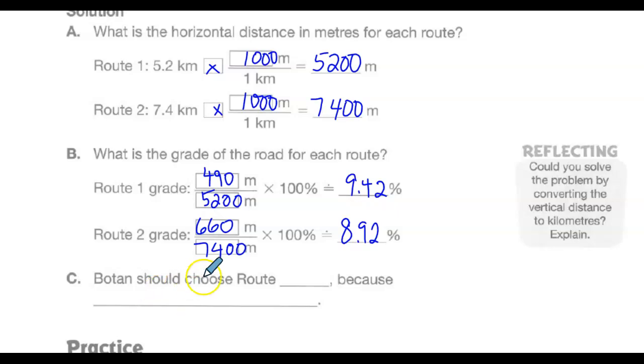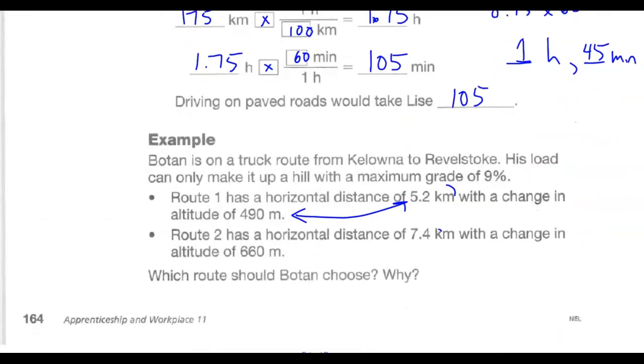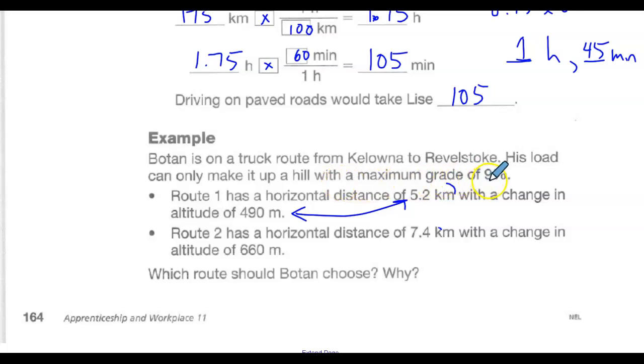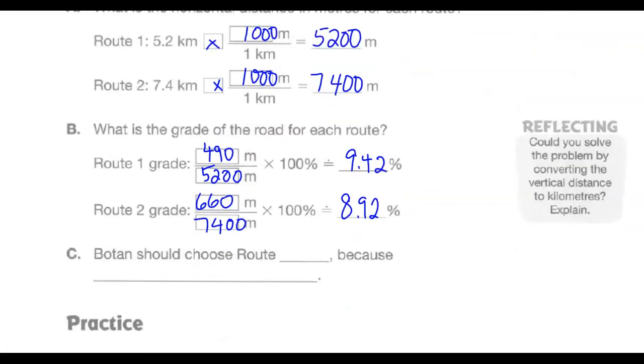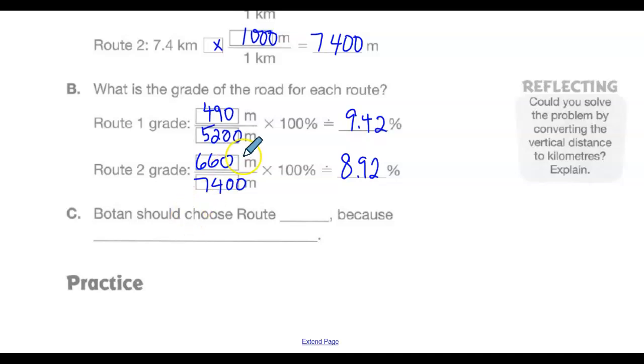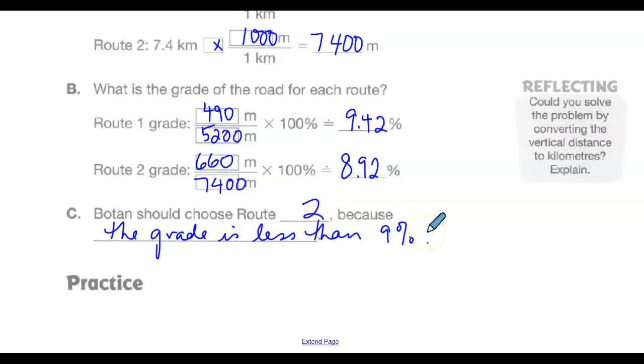So Botan should choose, well, what was it? He couldn't drive with his truck any more than 9%. So he won't be able to get up Route 1. He needs to choose Route 2 because the grade is less than 9%. Okay, so now you can do the practice for 6.8 and then on to 6.9.